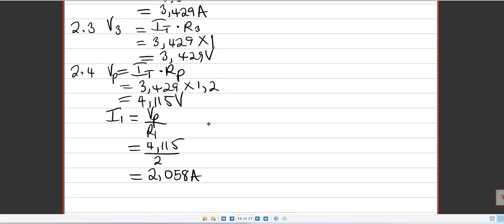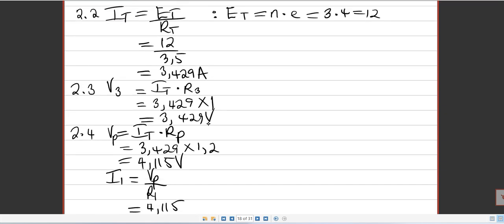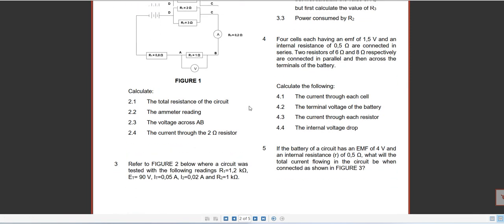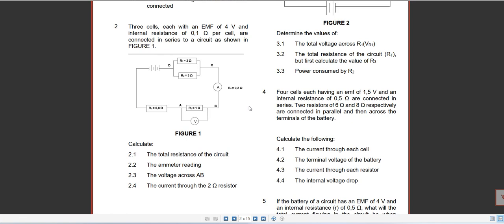These circuits are quite friendly. There are interesting questions out there. Your purpose is just to know how to go about your calculation. Maybe later on I might do more examples. So yeah, all the best.